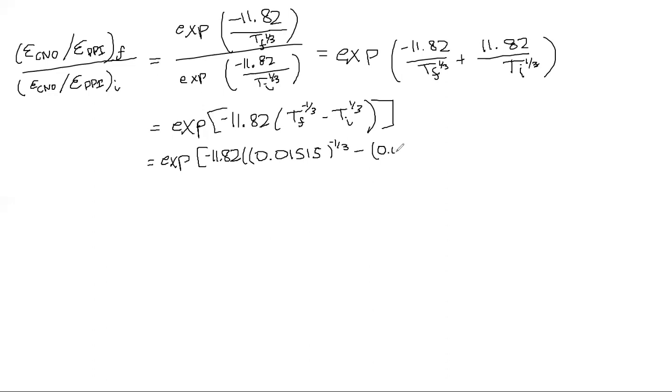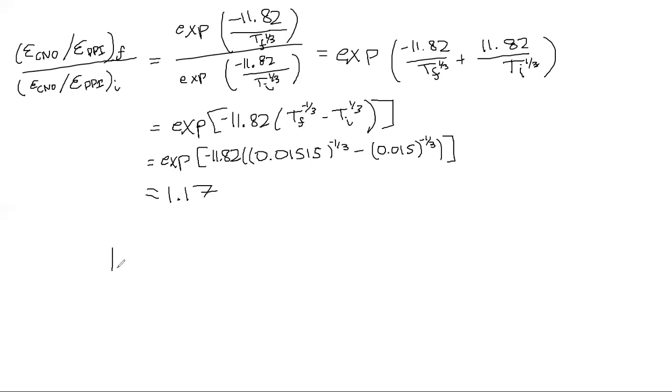Subtract off the current temperature of the sun, and that's just 0.015 when expressed in T9 units. Don't forget to close all of our parentheses. Plug that into a calculator, and then hopefully you get the same thing as me. This tells us that this ratio is equal to 1.17, or that the relative strength of the CNO cycle compared to the PP chain increases by 17%, which is a big number considering that we only increased the core temperature of the sun by 1%.